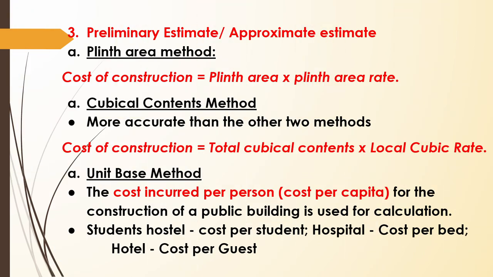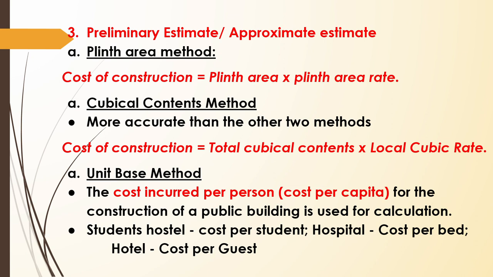First one is plinth area method. In the plinth area method, we will calculate the cost of construction by multiplying plinth area and the plinth area rate. In the cubical content method we will calculate the cost of construction by total cubical content into local cubic rate.